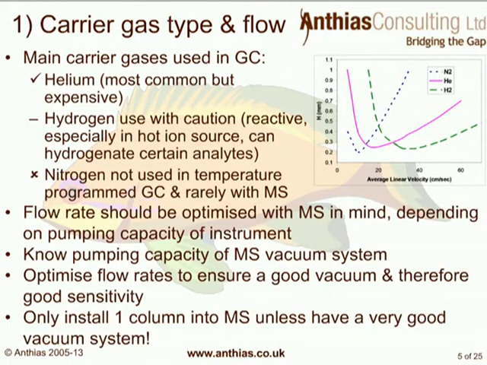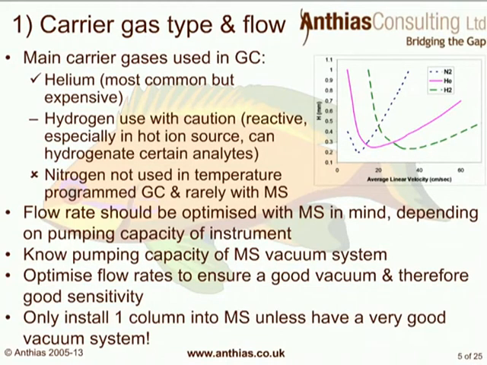So knowing the pumping capacity of our mass spec vacuum system is very important to then get the best flow rate for our separation, but without reducing the sensitivity of the mass spectrometer. So we want to make sure we've got a low enough flow rate to maintain a good vacuum and therefore keep our good sensitivity with our mass spec method.